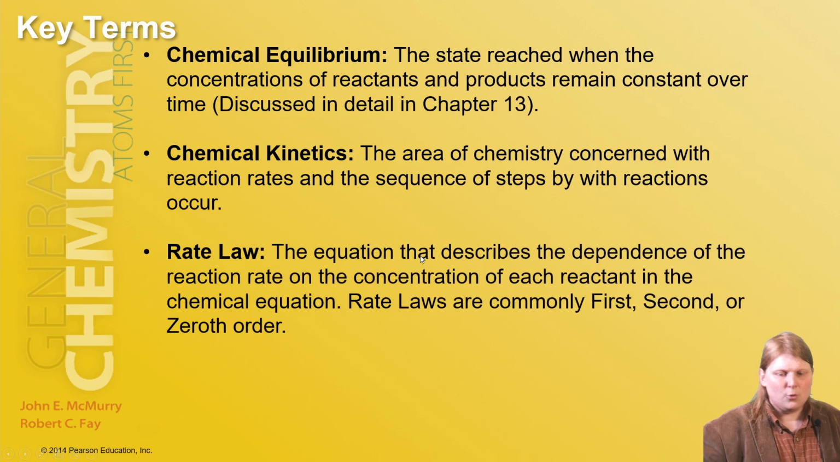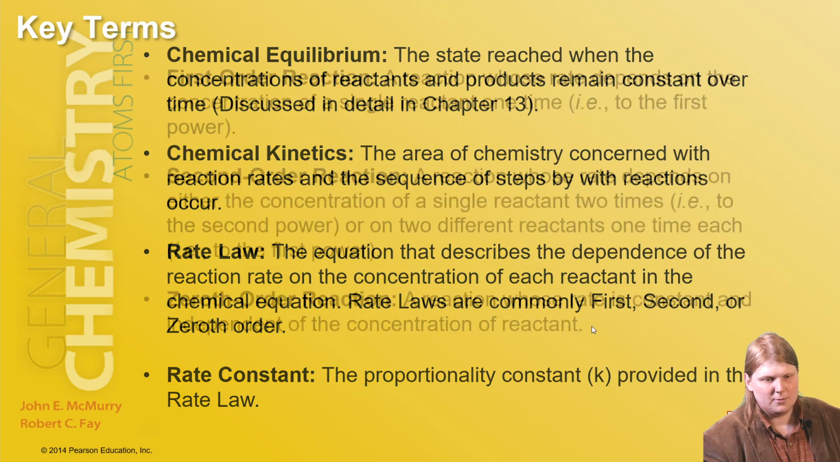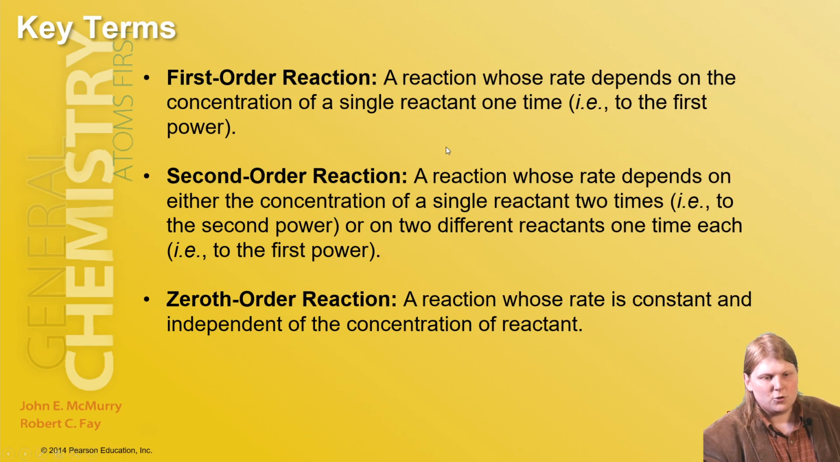And the rate laws, the equations that describe the dependence of the reaction rate on the concentrations of each reactant in the equation. Rate laws are typically first, second, or zeroth order, and we'll talk more about what that ultimately means. And the rate constant gives us some proportionality constant that will also show up in our rate law equations. So first order reactions, as we run into those, will be one that depends only on a single reactant at one time, or to the first power. Second order, to the second power, or two different reactants. And a zeroth order reaction is one whose rate is constant and independent of the concentration of the reactants.